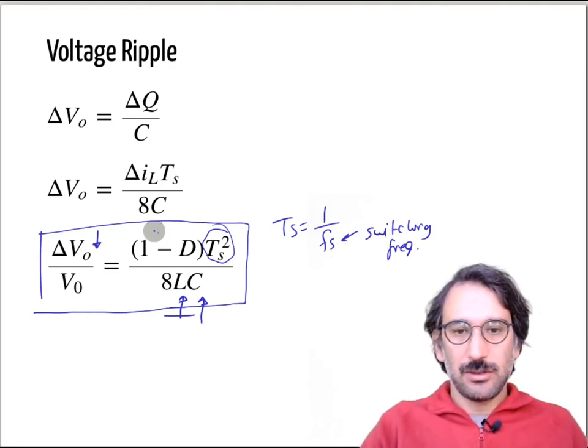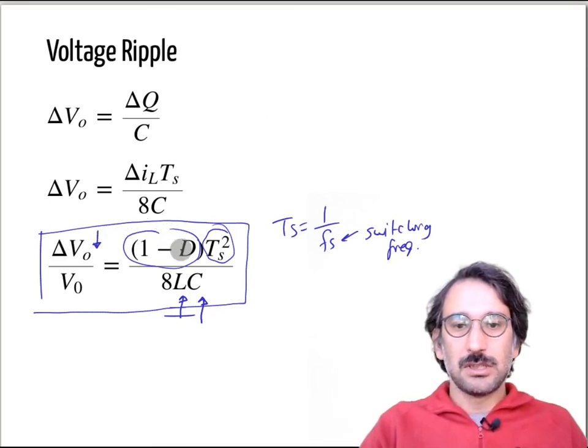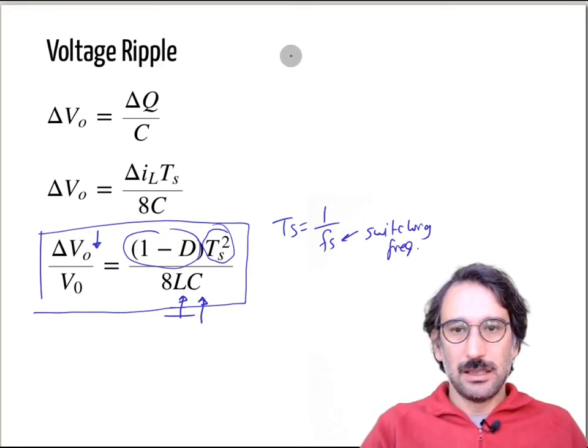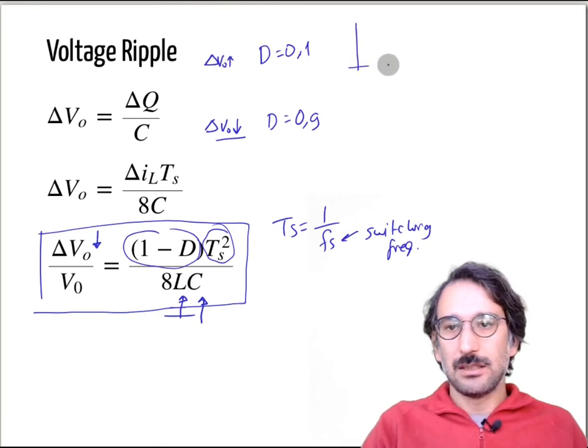And the other factor is 1 minus D. So 1 minus D has an effect on ripple voltage, and the duty cycle is inversely proportional to that. Let's consider two cases, where D is equal to 0.1 and where D is equal to 0.9. In one, our ripple voltage will be small, and in the other our ripple voltage will be high, and there's a simple relation.